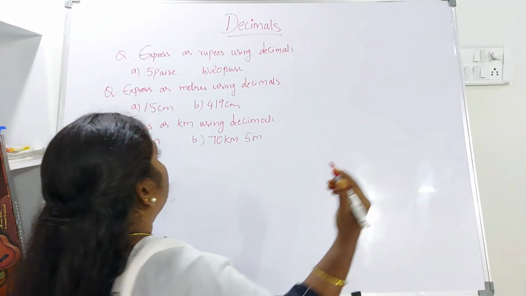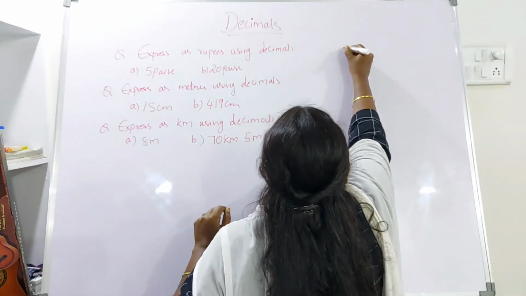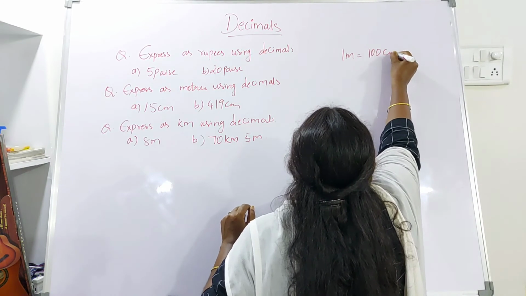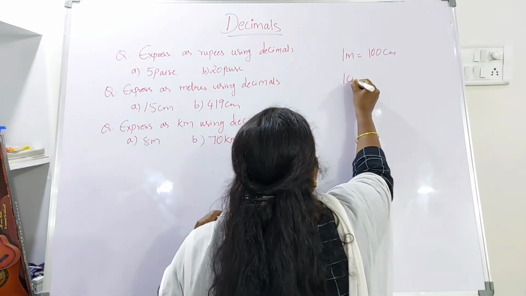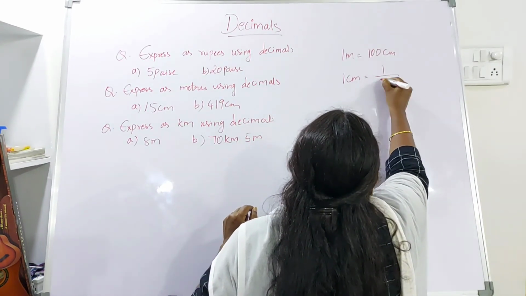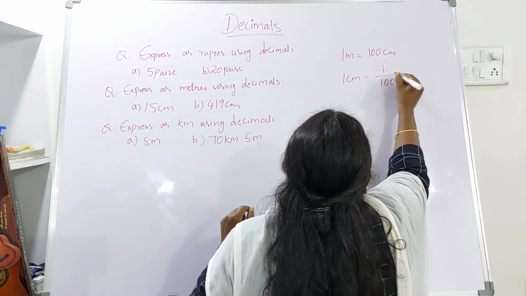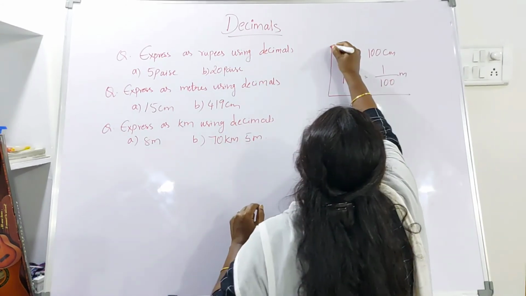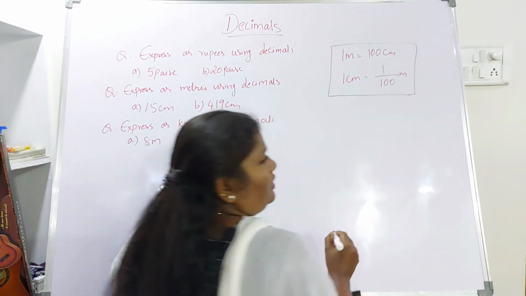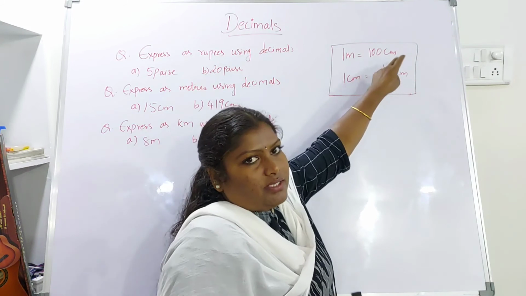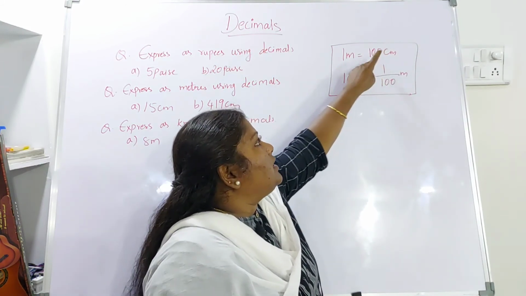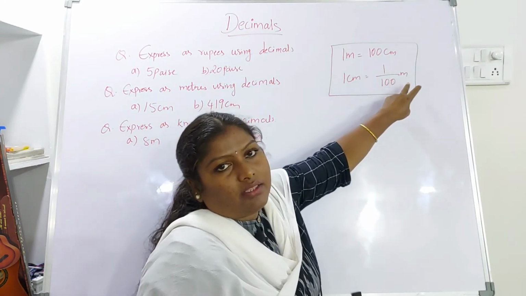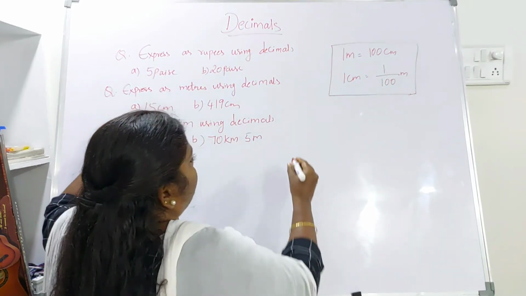So the second one. Now here 1 meter is equal to 100 centimeter. So 1 centimeter will be 1 by 100 meter. Yes. So this relation you need to be clear. 1 meter is equal to 100 centimeter. Do remember 100 is sent that side. So 1 centimeter is equal to 1 by 100th meter. So let's do the first one.